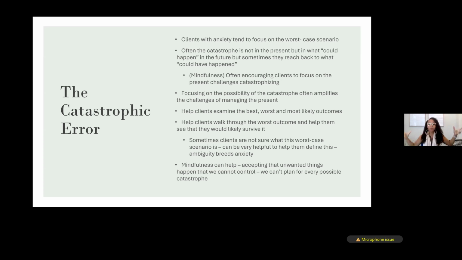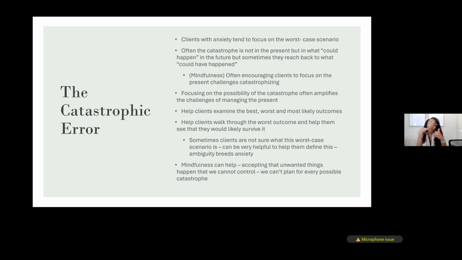And so it's really helpful to let clients recognize what they're doing. And I often call this time traveling. Right? I say, "Oh, we're time traveling again. We're somewhere in the future. We're somewhere in the past, and we're not paying attention to the present." Because more often than not, the catastrophe is not happening in the present. So the client is actually manufacturing anxiety when in fact they are not in a dangerous or distressing situation. So it's important, right, to help clients recognize that.